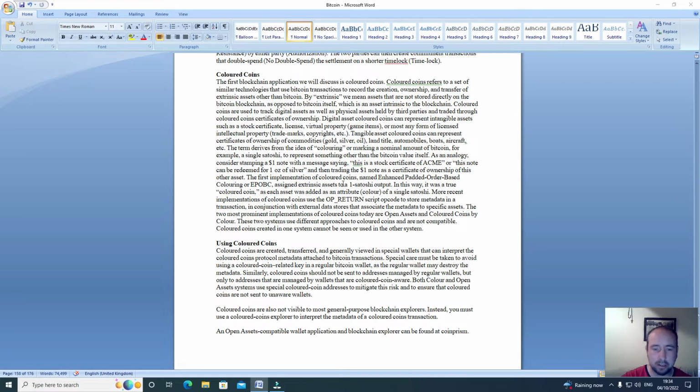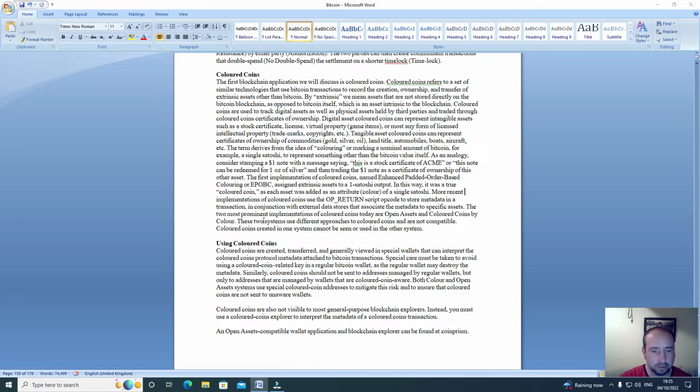The first implementation of colored coins, named enhanced paddle order based coloring, or EPOBC, assigned extrinsic assets to a one Satoshi output. In this way, it was a true colored coin. Each asset was added as an attribute color to a single Satoshi. More recent implementations of colored coins use the OP_RETURN script opcode to store metadata in a transaction in conjunction with external data sources that associate the metadata to specific assets.